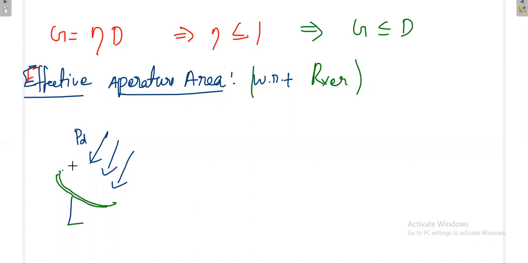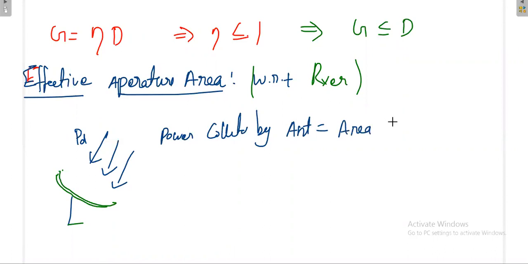Once it has some power density, I have some area. So what is the power collected by the antenna? If I have more area, I can collect more power. If I have less area, I can collect less power. So it is directly proportional to area. It is simply the product of area and power density.